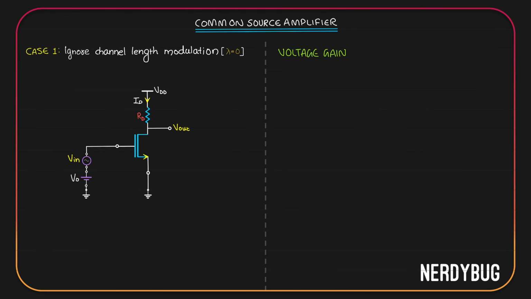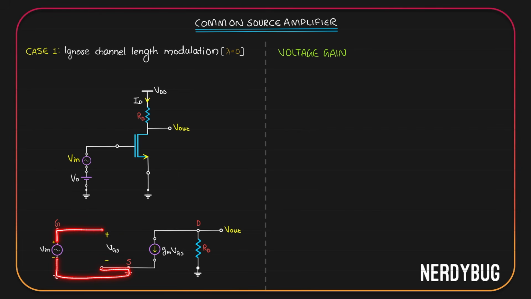Let's take the first case, where the channel length modulation is ignored, which means channel length modulation coefficient lambda is 0. We'll start with the voltage gain. For that, the first thing we need is the small signal model. Over here, you can see that Vin is applied between the gate and the source. So VGS is going to be equal to Vin. In that case, we can write gmVGS is equal to gmVin. The current we have over here, gmVGS, is actually equal to gmVin.